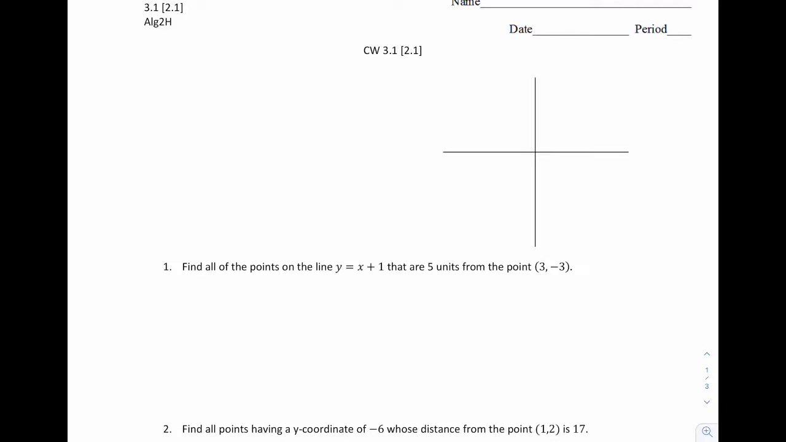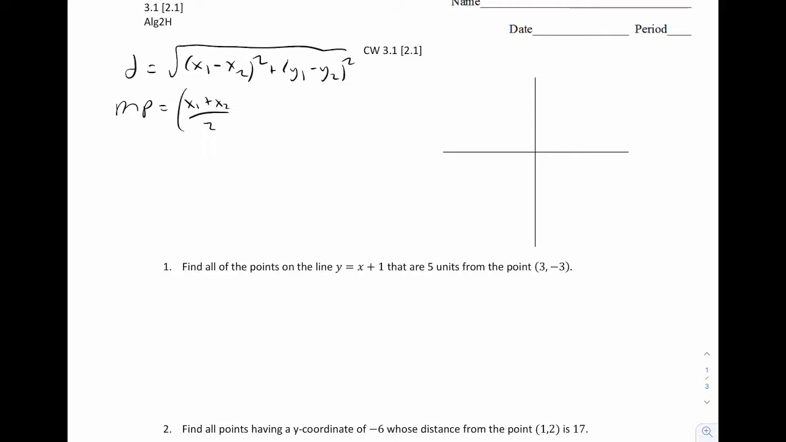This is the addendum to classwork 3.1. So we're going to focus on the distance formula between 2 points. So recall that we talked about x1 minus x2 squared plus y1 minus y2 squared, take the square root, and we talked about the midpoint, which would be the average. So we're going to focus on those two things.